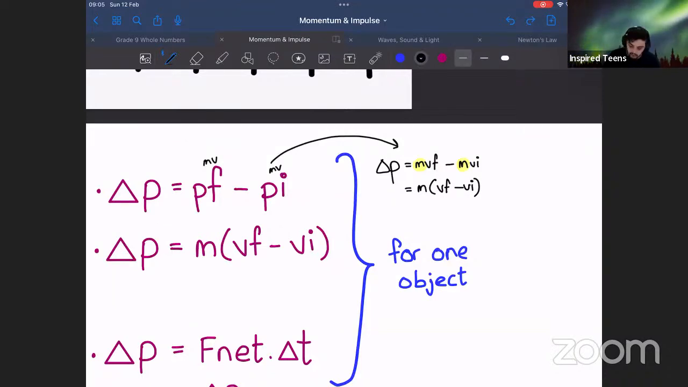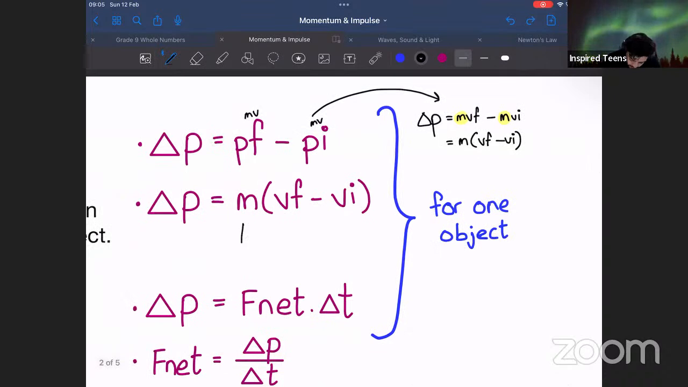Now, when it comes to this formula, it's one of the main formulas that we use almost all the time. We need to note that direction is very important.